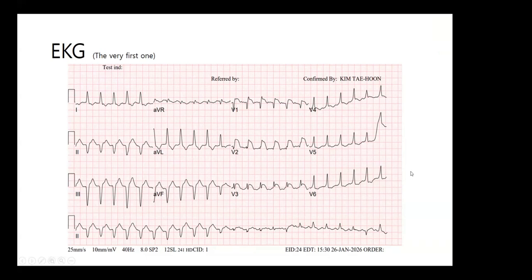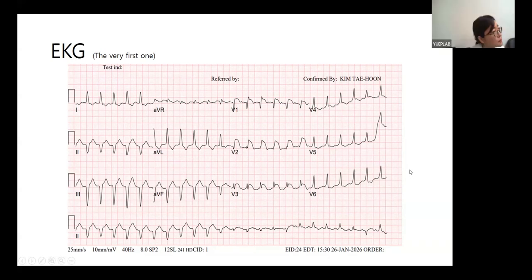Peeling back phenomenon, as you can see, even though there is some wide QRS, there is some pre-extrasystole, and the refractory period got reset, then conducted to the narrow QRS. So peeling back.